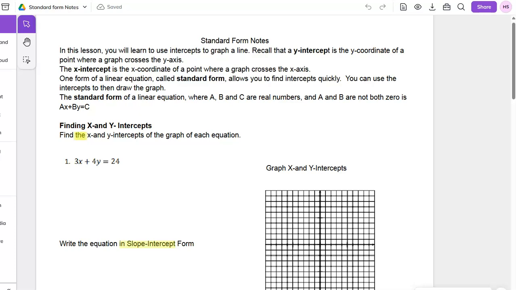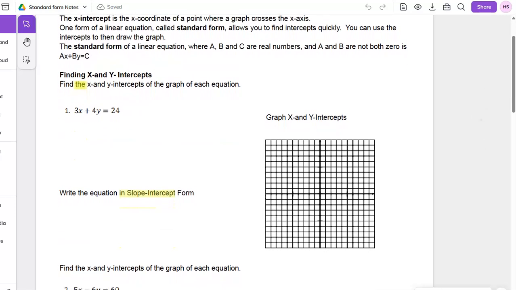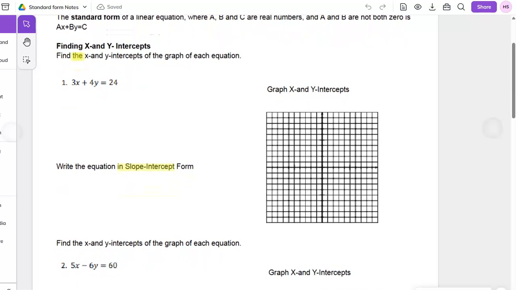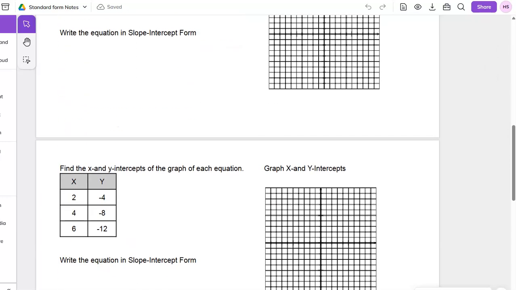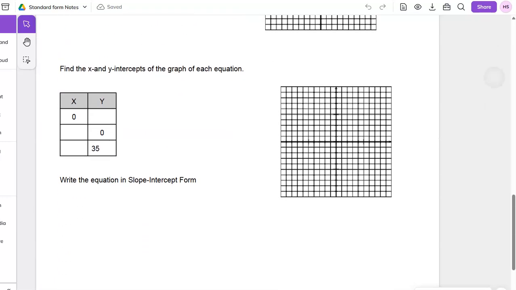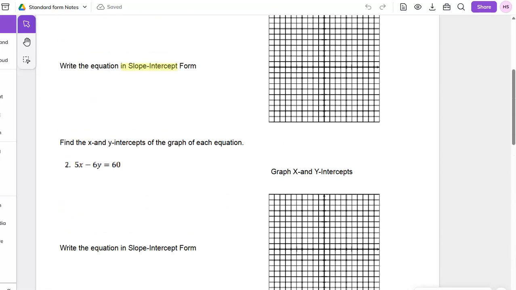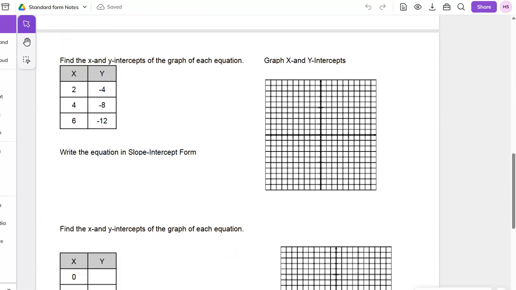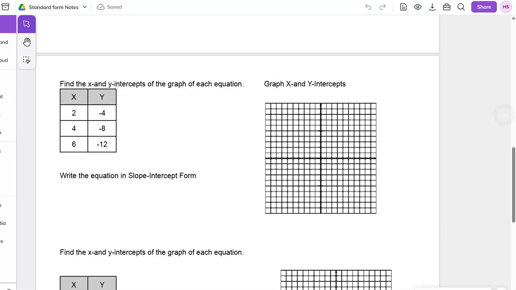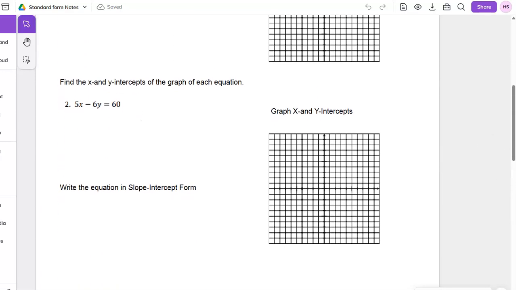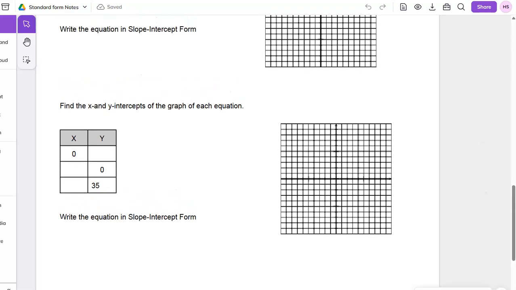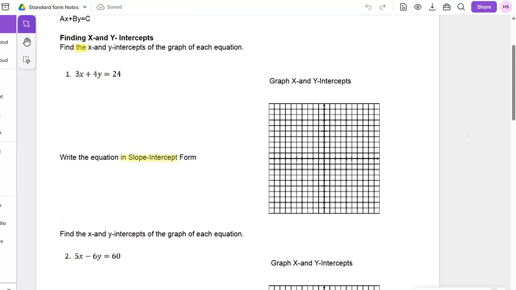So first it wants me to find the x and the y intercepts. Once we find the x and y intercept, it wants me to then write the equation in slope-intercept form. If you notice, it's just doing the exact same thing, and then we have numbers that we have to plug in. So I'm going to do this first one that's highlighted with you, and then I'm going to do the first one on the next page. And for the rest of the class, you are going to do 2 and the bottom one, because you have to know how to do this in order to take your test.